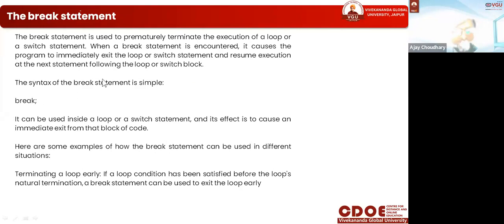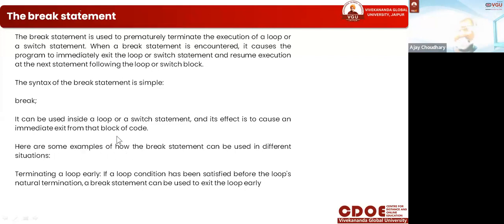The syntax for the break statement is just simple. We just write the break keyword and then we use a semicolon. We always use this syntax. If we leave out the semicolon, that means we will not consider this break statement. So we just remember that we always write it with the semicolon. It can be used inside a loop or a switch statement. Its effect is to cause an immediate exit from that block of code. So whenever we use the break keyword, we will not execute the rest of that program.